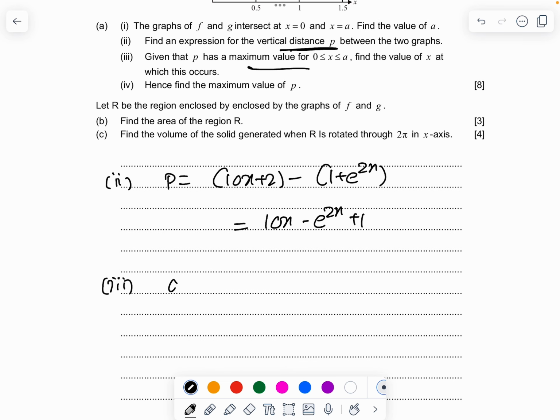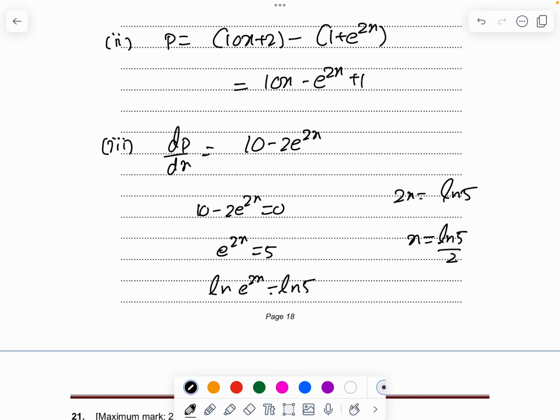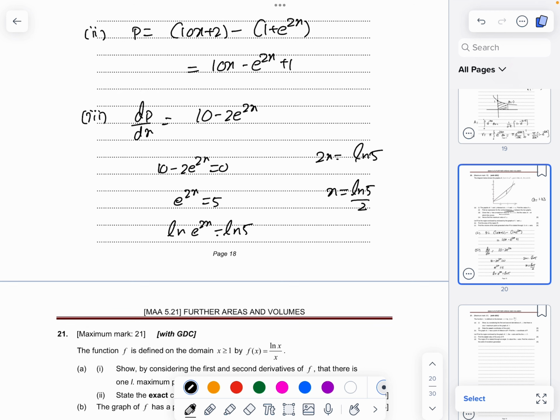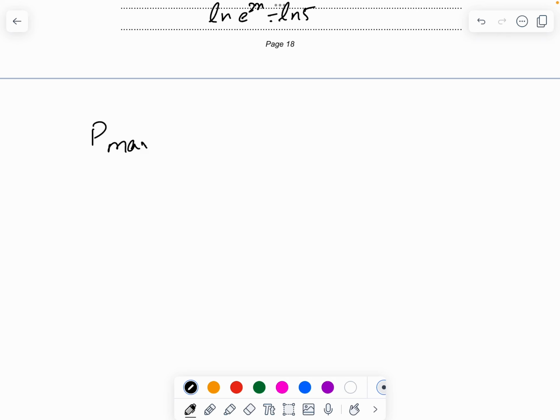Maximum value means derivative. dp by dx, I find it out, 10 minus 2 e power 2x. That should be equals to 0. So e power 2x equals to 5. Apply ln on both sides. 2x equals to ln 5. X equals to ln 5 upon 2. Now what's going to be the maximum value? So P max will be, substitute that x value, you should be getting it out, 5 ln 5 minus 4.